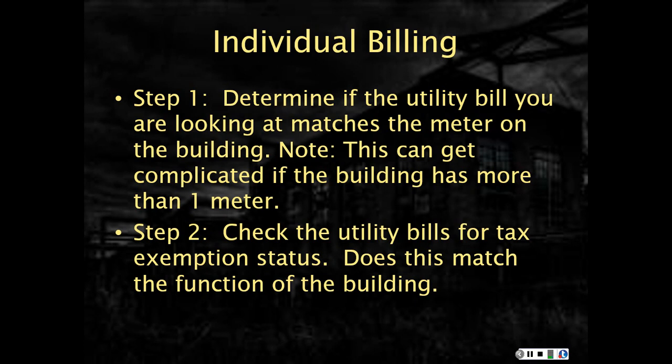Step 2, check the utility bills for tax exempt status. Does this match the function of the building, at least as far as you know? A lot of times the owner can give you information on this. The owner may come right out and say they applied for state and federal tax exempt status because they're not for profit. If that's true, then state sales tax should not show up on the utility bill.